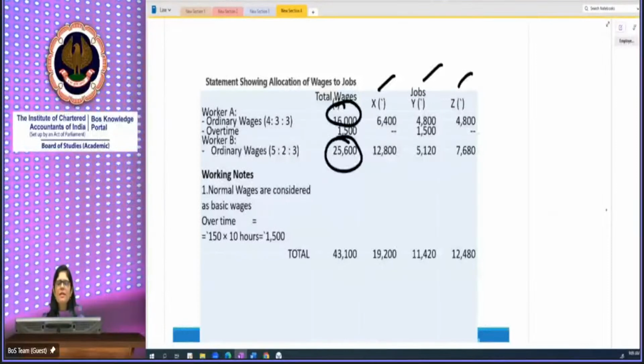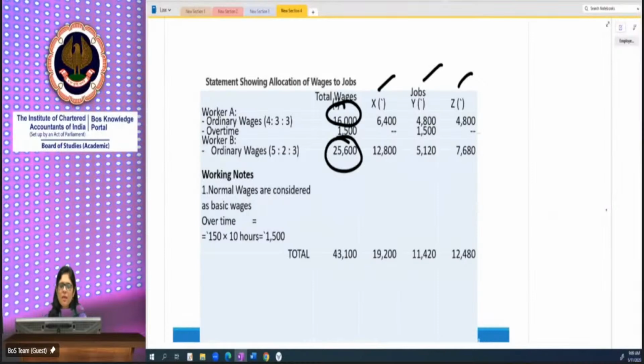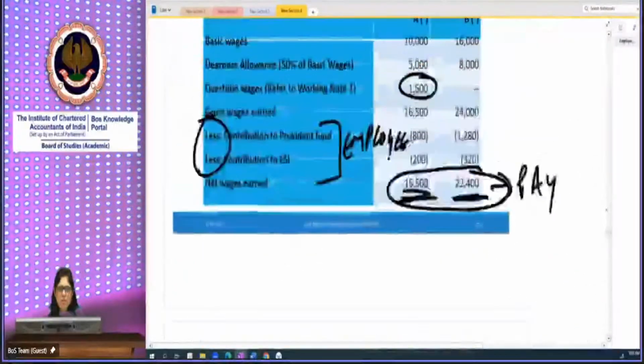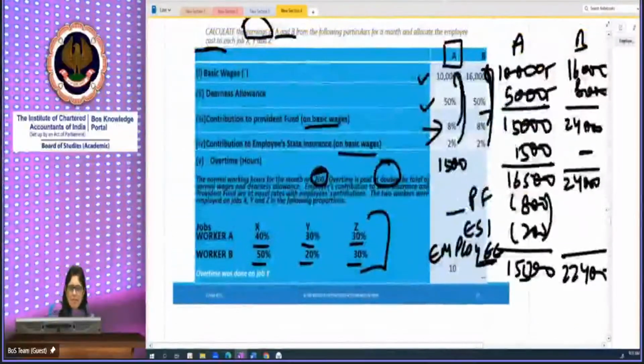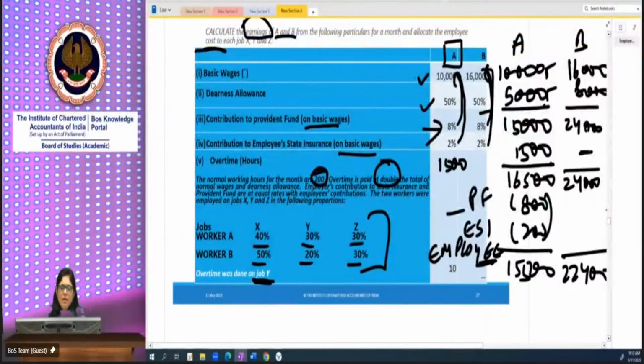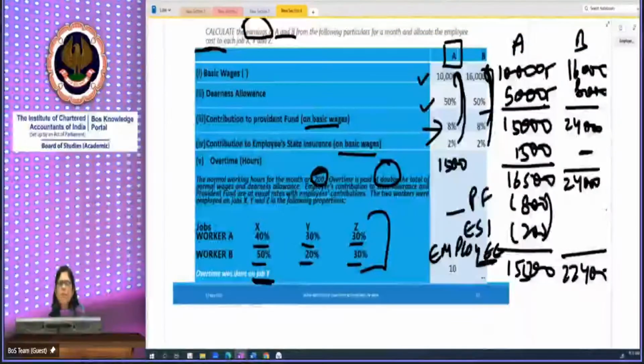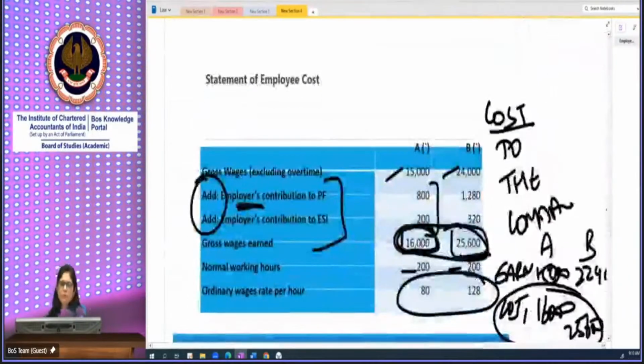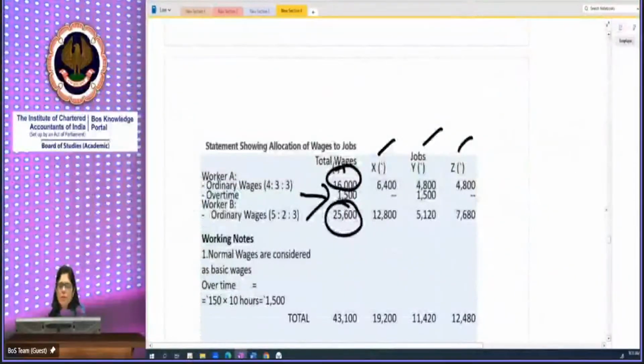So cost of worker A was 16,000. We are allocating to different jobs. Overtime we are not taking here. Overtime is a separate cost for only job Y. Overtime is done only on Y. See, it's mentioned here. Overtime is done only on job Y. Worker A is doing overtime, but only on job Y. Clear? So overtime we are not including as part of employee cost, but yes, it will go to that particular job. So it will be additionally added to job Y.